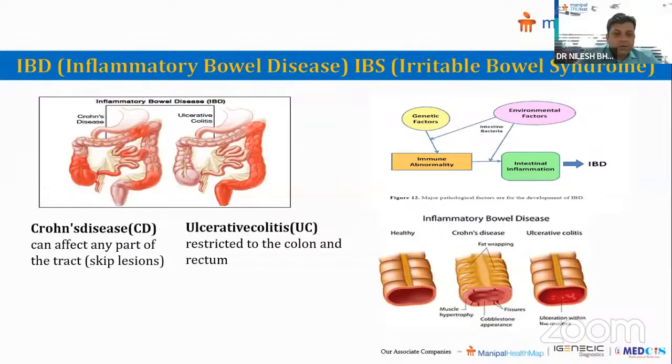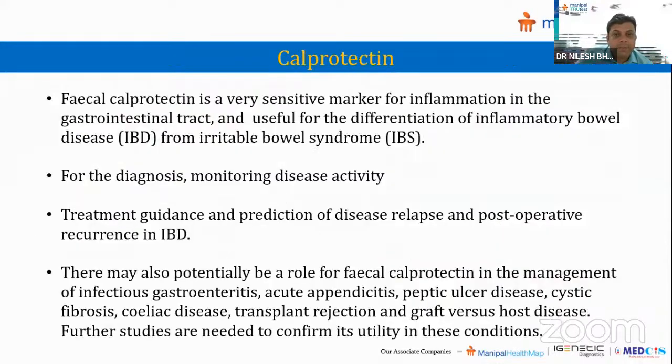In IBD, we have Crohn's disease and ulcerative colitis. We all know that, and these are, if ignored, life-threatening conditions. So calprotectin is a very sensitive marker of inflammation, and it is useful for differentiation between IBS and IBD. It is not only useful in diagnosis, but it also monitors the disease activity, is helpful in treatment guidance, and also predicts the relapse of the disease and post-operative recurrence.